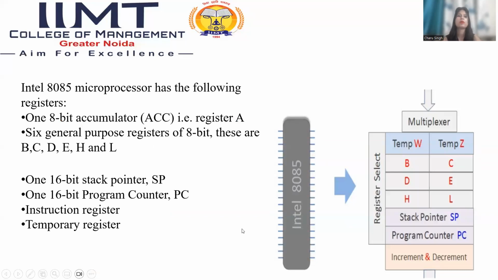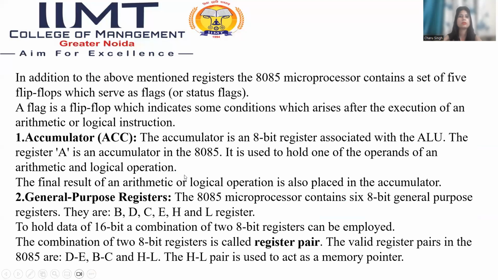An 8085 microprocessor has the following list: one 8-bit accumulator, that is register A, and general purpose registers of 8 bits. These are B, C, D, E, H, and L, and the registers will work in pairs. There is one 16-bit stack pointer, one 16-bit program counter, an instruction register, and temporary registers. In addition to the above mentioned registers, the 8085 contains a set of 5 flip-flops which serve as flags, or you can say status flags. A flag is a flip-flop which indicates some condition that arises after the execution of an arithmetic or logical instruction.